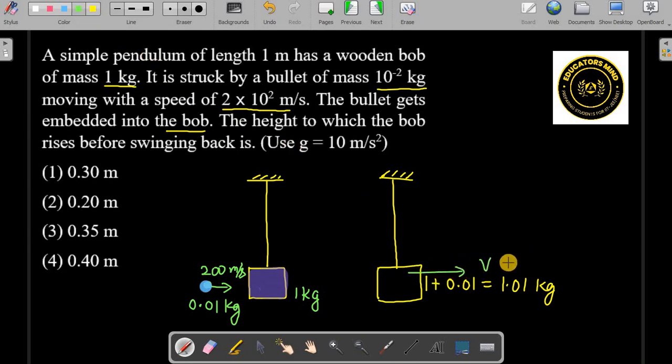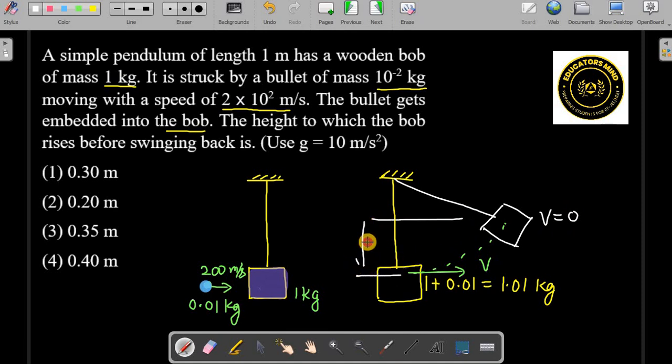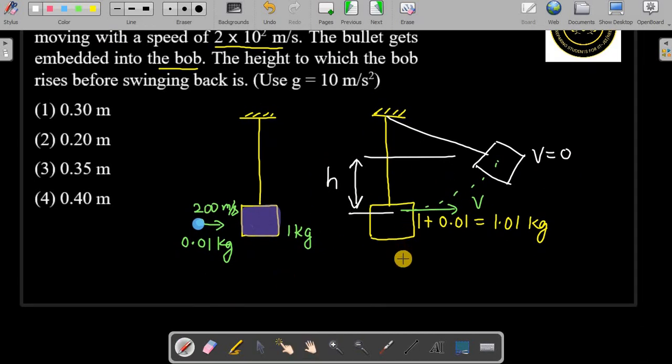That velocity we have to calculate, and based on that you can consider that it will go in a circular motion. And maximum height they are asking, so suppose it goes to some maximum height. After that it stops, so finally velocity will become 0. So this height up to which it goes, that height we can calculate. This is the height they are asking in the question. So we can apply energy conservation.